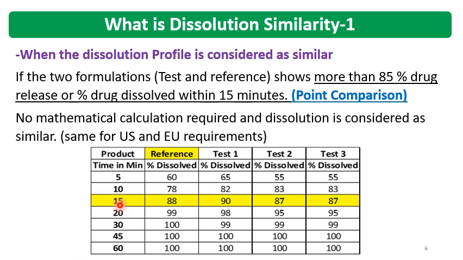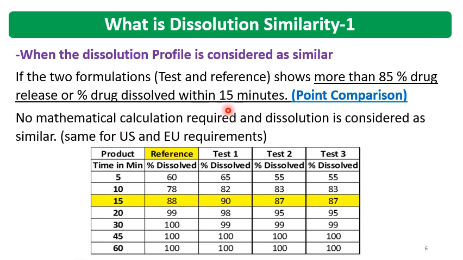And the reason behind these 15 minutes might be that if the formulation shows complete release of more than 85% within 15 minutes, and 15 to 20 minutes is considered as the gastric emptying time, then it can be understood that the formulation shows very rapid release and behaves like a solution, and dissolution will not be a rate limiting step. That's why the dissolution similarity calculation is not required and the profiles are considered the same.